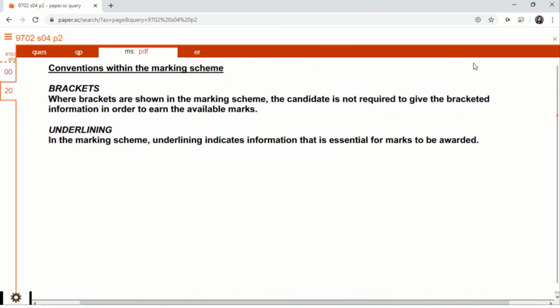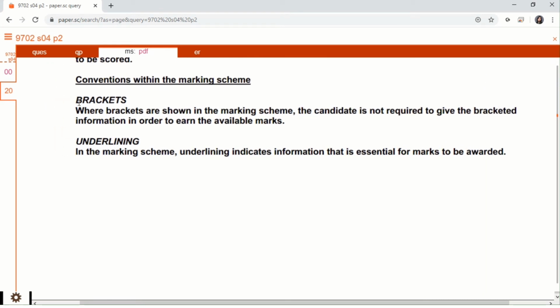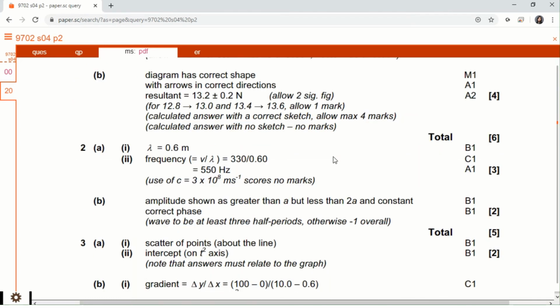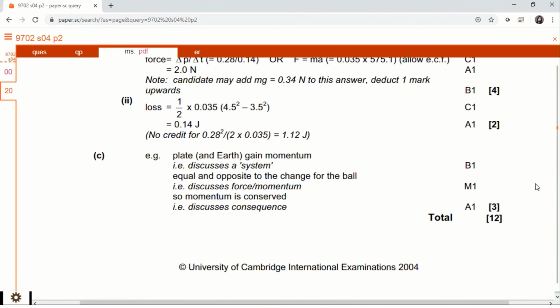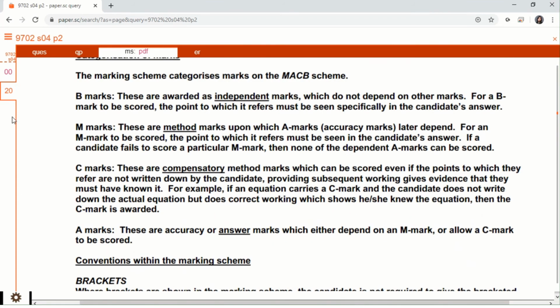One more thing to know is, you will often see what we call brackets and underline. In brackets, don't worry about the brackets. If you didn't write that, it's okay. Underline, you must know, because in, say, statements and definitions, if there's an underlined word in the mark scheme, you must write that word or you won't get your mark. Okay, let's look at an example here. Is there underline? Okay, so scalar magnitude B1 A C. Okay, so this is how you can interpret a mark scheme. Make sure you know. If you forget this, just come back to one of those that have this.